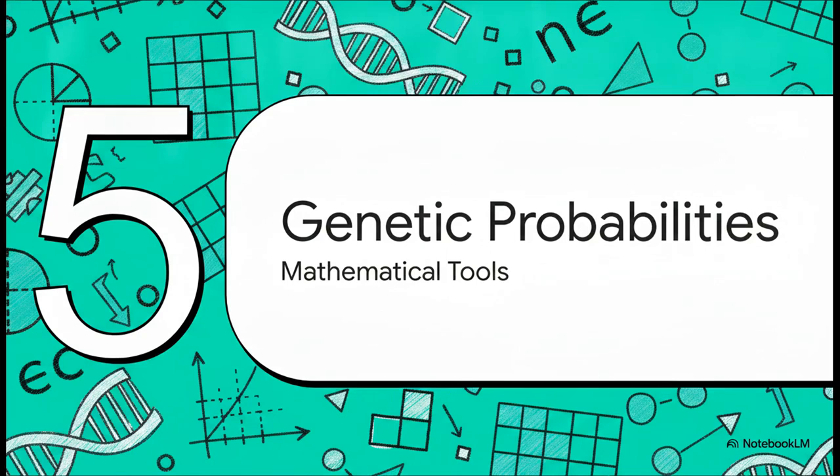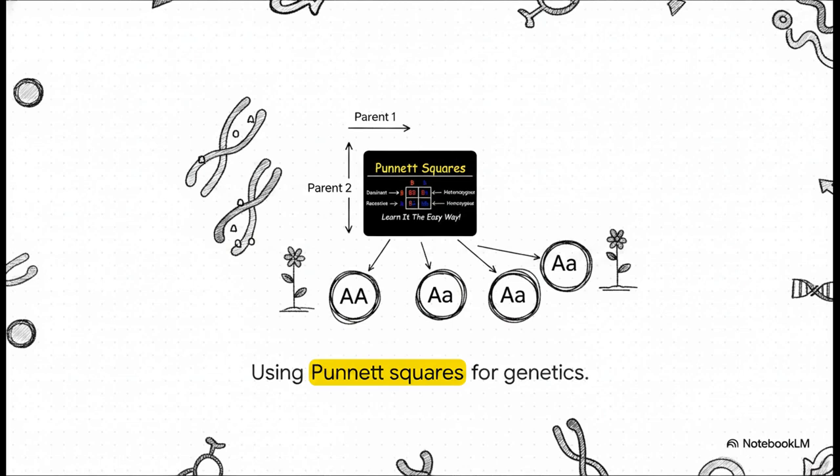Section 5. Predicting genetic probabilities, the mathematical tools. Okay, so far we've mostly been observing the rules of genetics. Now, let's actually calculate them, using one of the most famous tools in all of biology, Reginald Punnett's classic square. By simply placing the dominant and recessive alleles of one parent along the top and the other parent along the side, this brilliantly simple grid perfectly maps out the probability of offspring inheriting those heterozygous or homozygous combinations we've been talking about.